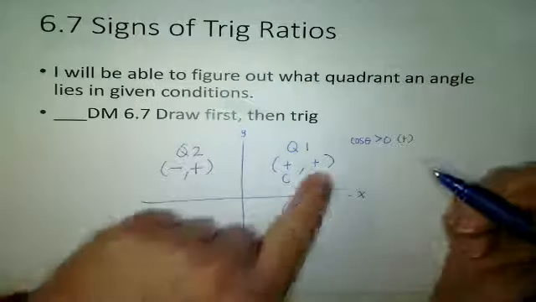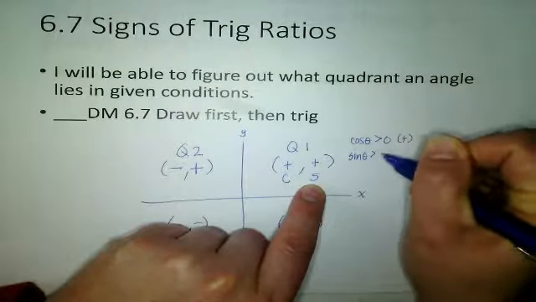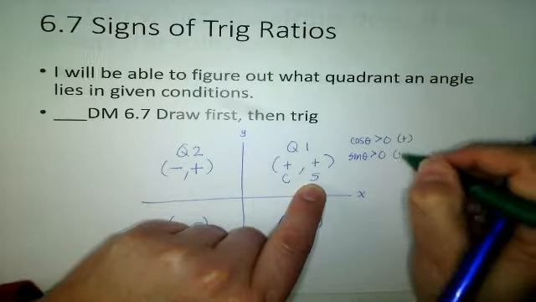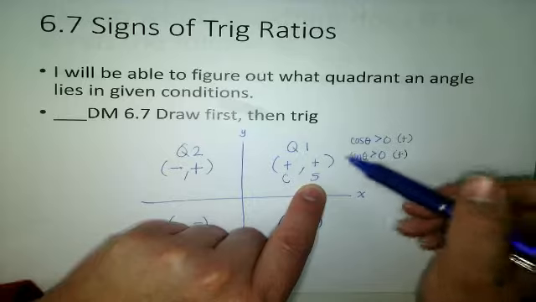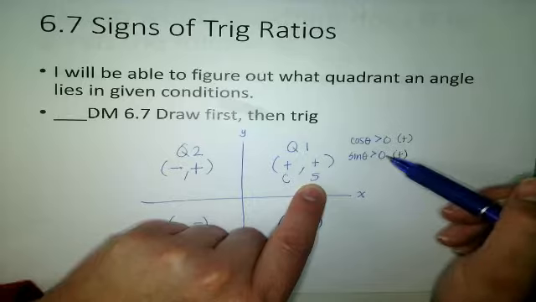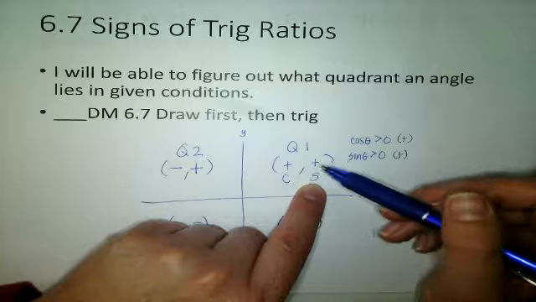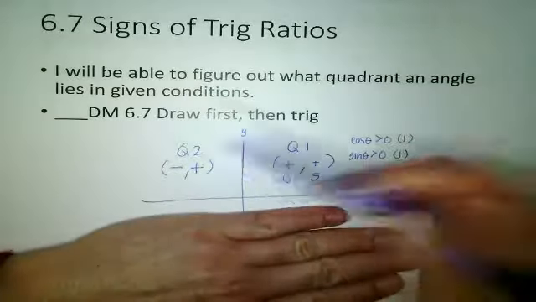So I also know, for instance, here, that the sine of whatever angle is greater than 0. So meaning the sine greater than 0 means positive, right? So once again, if I know that the sine of some angle is positive, is greater than 0, then it must be in quadrant 1. Almost. It actually could be in quadrant 1 or quadrant 2.